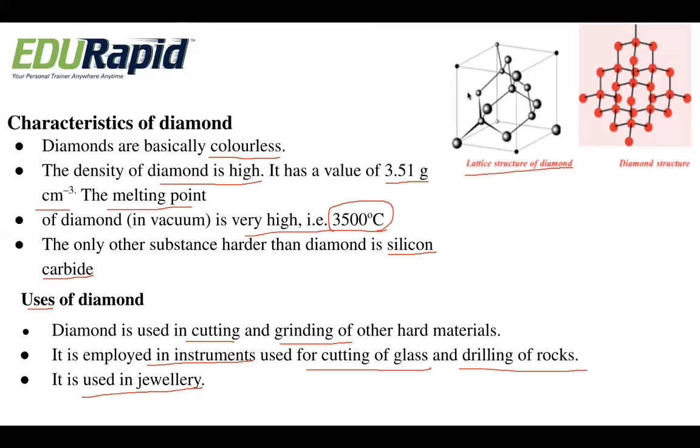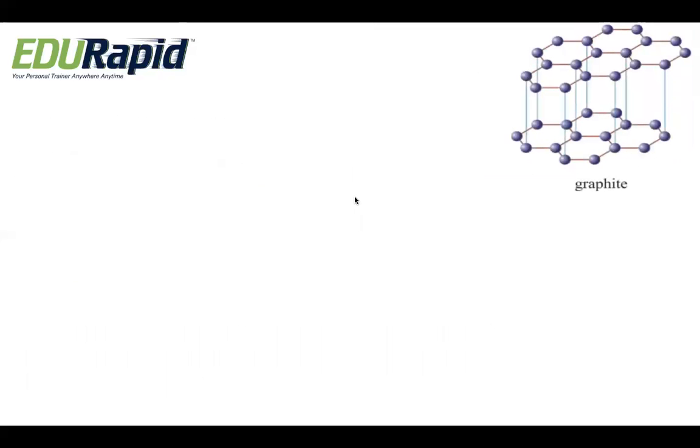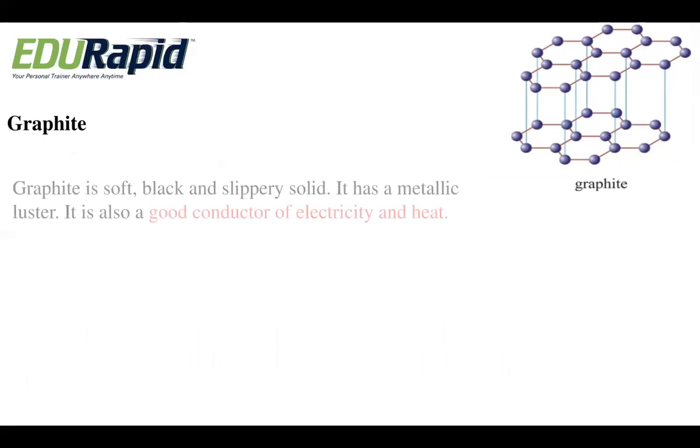We will move on to the next important allotrope of carbon. Graphite, right? So we have another important allotrope, graphite. Graphite is a soft, black, and slippery solid. It has a metallic luster. It is also a good conductor of electricity and heat, right?